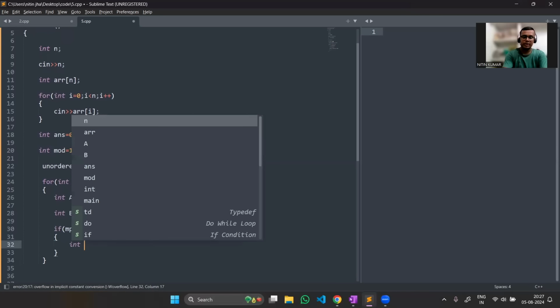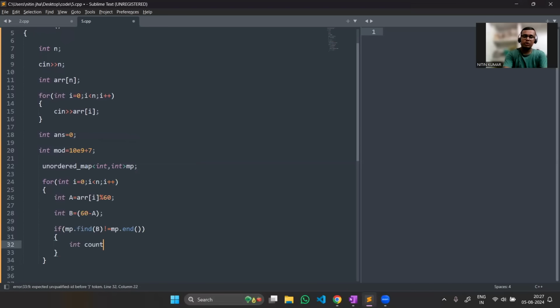So let's say the count will be mp of B. That will give us the count of that particular B value in the map, because that would be our answer. That is the number of pairs that we can form with the A, because A is 1. So the count of the number of pairs will only depend upon B. If there are 2 B, we can form 2 pairs, 3 B, 3 pairs, 4 B, 4 pairs.